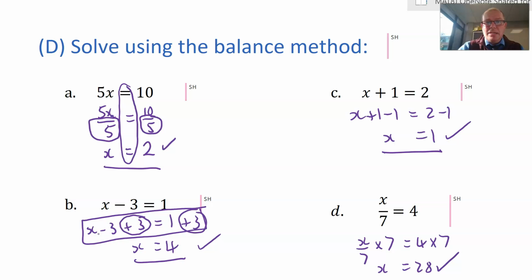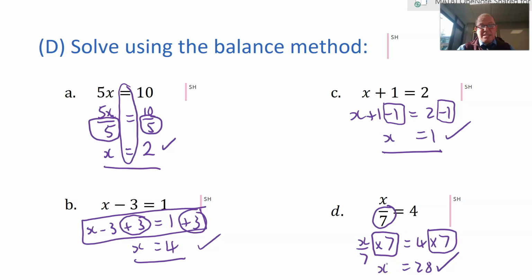Let's go on to D. You can see that on both sides of the equation, I've minus 1. So x plus 1 minus 1, that will cancel, leaving me with the x, and 2 minus 1 is 1. Again, to undo the divided by 7 on D, I multiply both sides by 7. And x divided by 7 times 7 undoes the dividing by 7, leaving me with x, and I end up with 28. So there you have it, the balance method. Really important to get your working out right. If you're not sure, just ask your teacher about how to lay your working out.